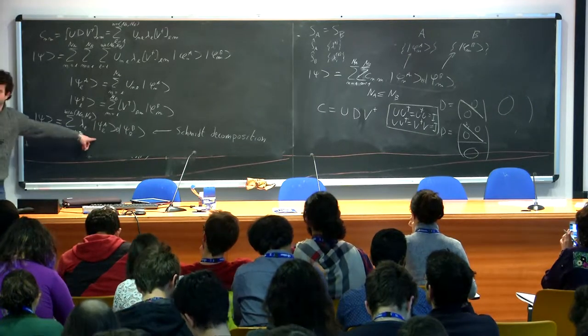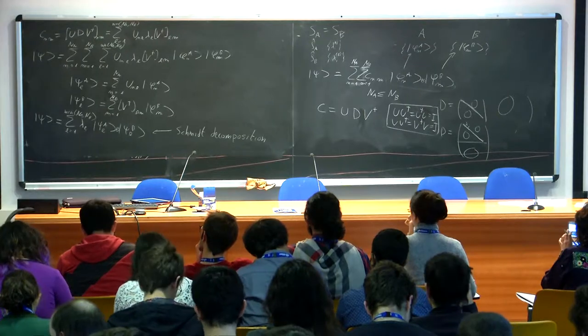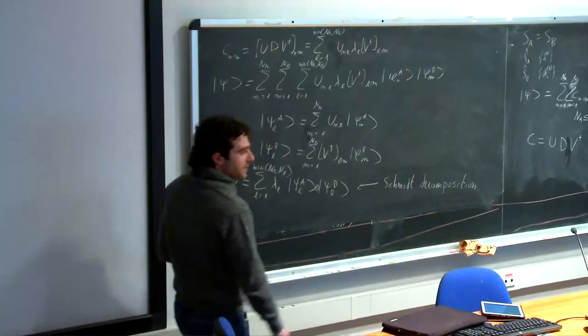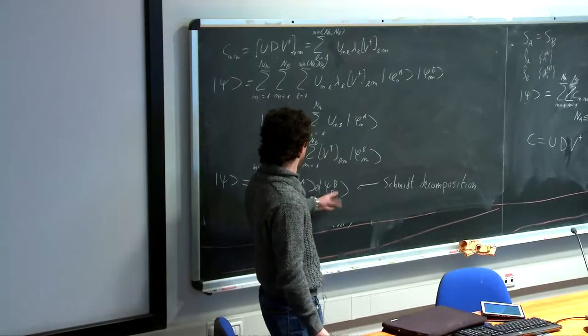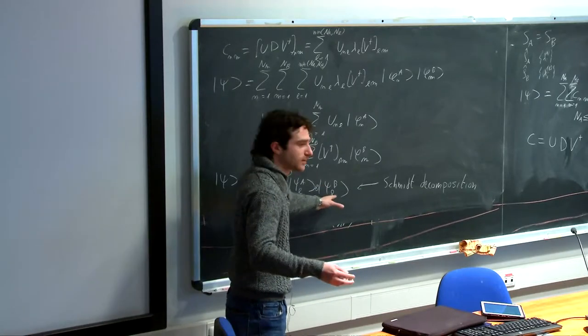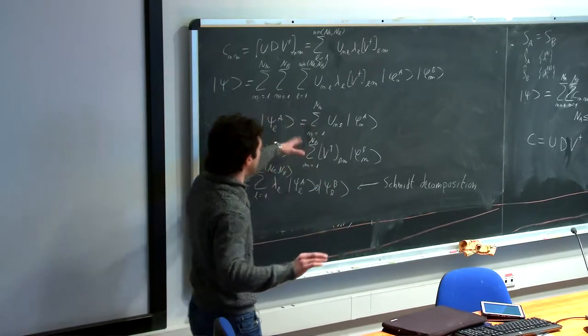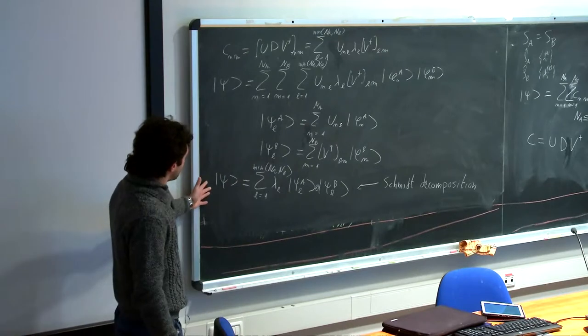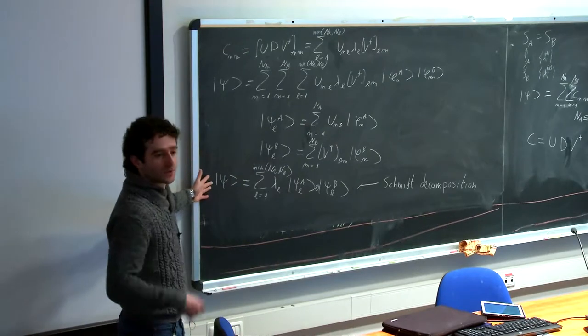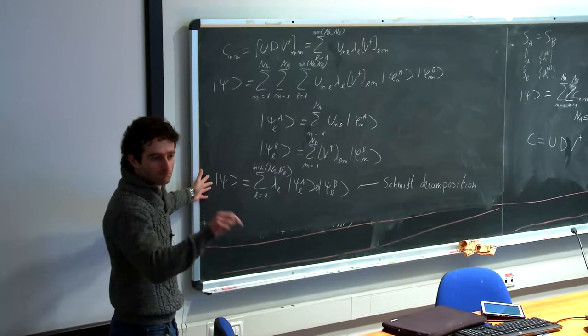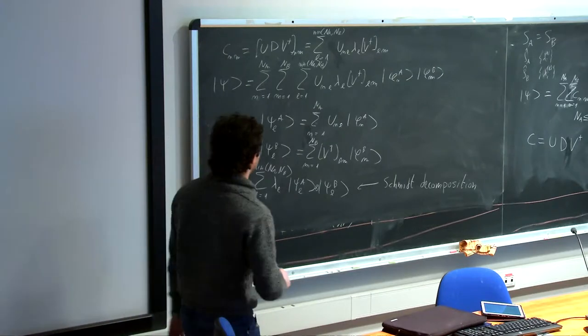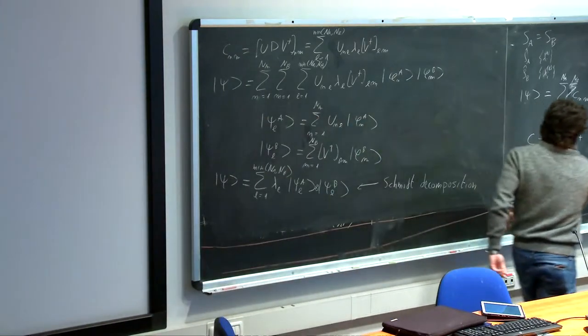And you find this nice result. Why is this nice? Because now this new basis is an orthonormal basis, because of the unitary conditions. So now if from the state we compute the reduced density matrix of the subsystem A, what do we find?